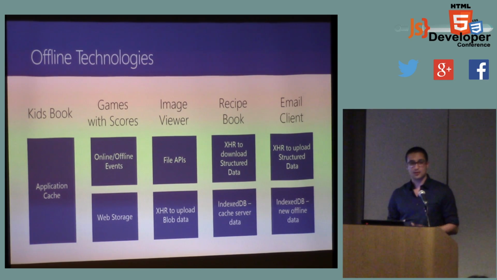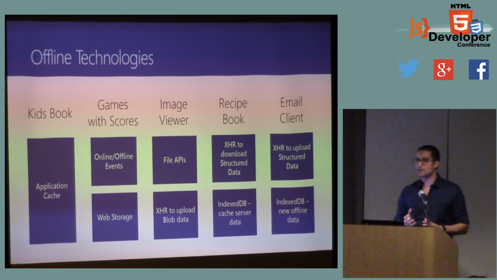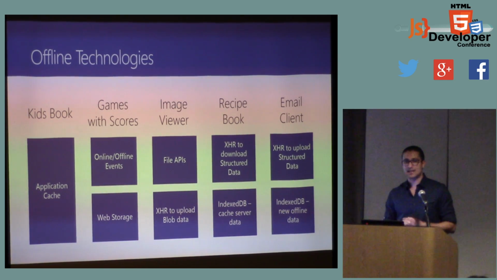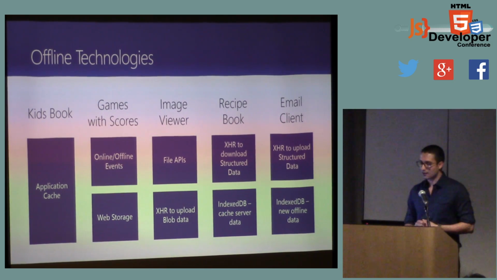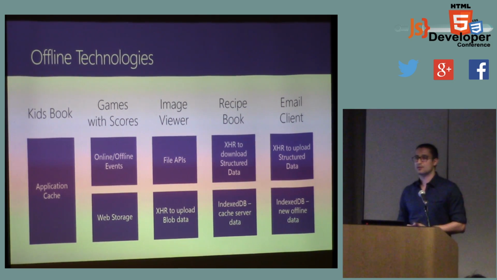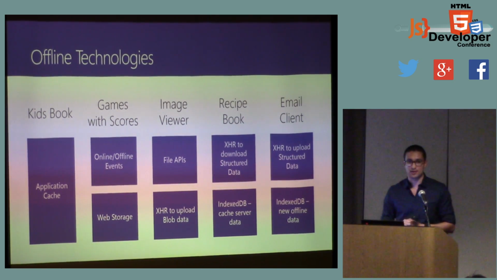For the recipe book, you want to make sure you download all the data from the server onto your client, and then have that available in your local database, something that's fully capable and is able to search through stuff. For the email client, it's very similar. You want to also have the ability to upload, so that if you're going to send an email, you can upload that to the server, and then it could dispatch that.